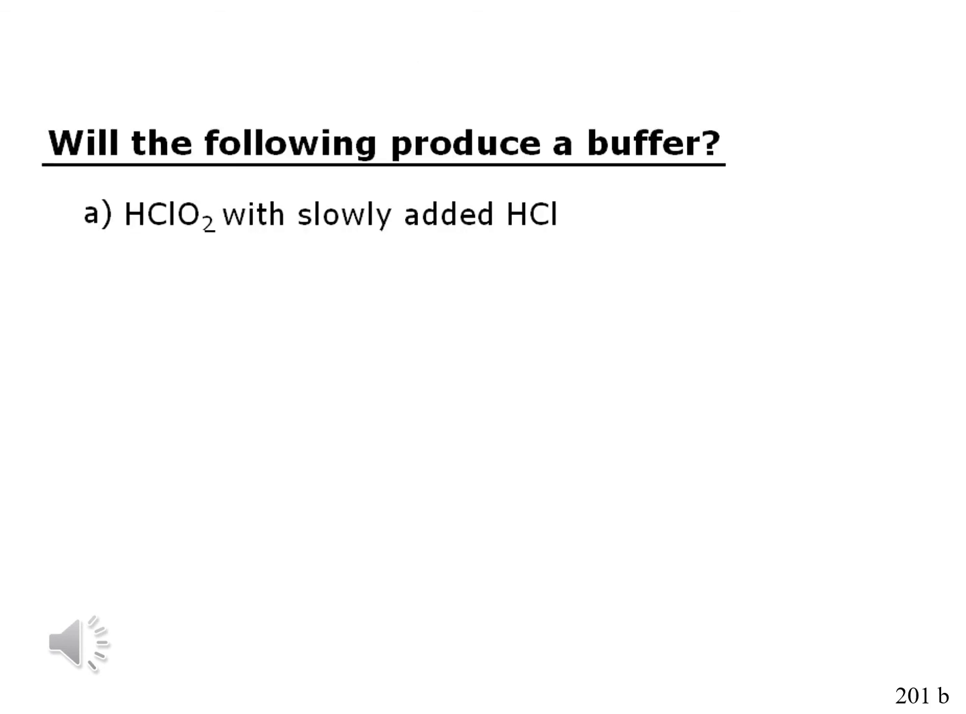I want to do a couple of these problems just to ask you the way I ask on tests and things: will the following produce a buffer? And just because it says slowly added doesn't mean it's always going to work. So will you get a buffer if you start with HClO2 and slowly add HCl? You're not going to get a buffer this time because these are both acids. Where are you going to get the base? So you can't put two acids together and get a buffer.